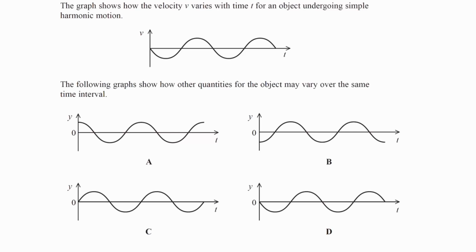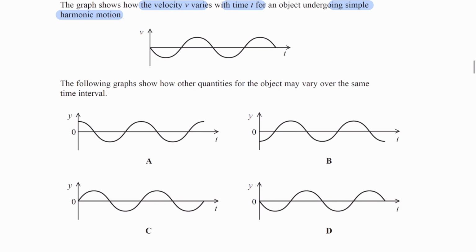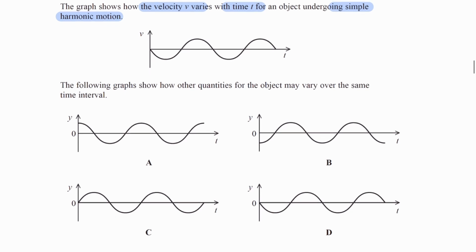The graph shows how the velocity v varies with time t for an object undergoing simple harmonic motion. So what we see here is a velocity time graph. This is a minus sine curve. So let's just say that the equation for this curve is v is equal to minus sine t. The following graphs show how other quantities for the object may vary over the same time interval. So we have a cos graph here, minus cos, sine, and minus sine.